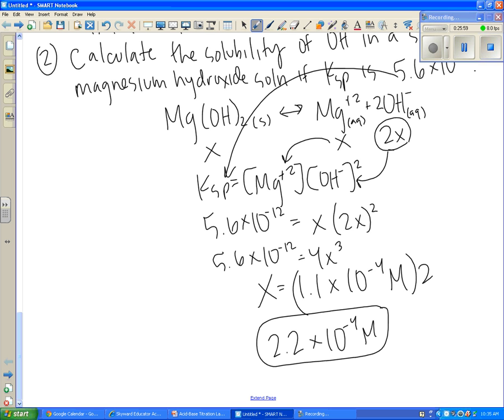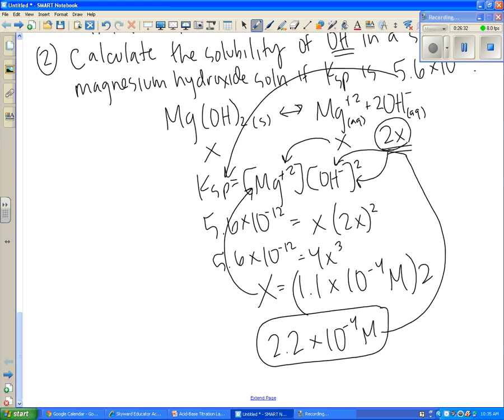Questions, comments, concerns? Madison? Because we're looking to calculate the solubility of the hydroxide ion, and that is 2X. We just calculated what X is. We need to know what 2X is if we want to know the solubility of the hydroxide ion. And mathematically, if you went in and plugged in these numbers here and X here, you'll get the value for KSP. Any other questions?